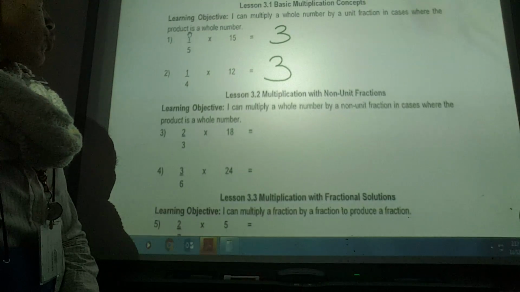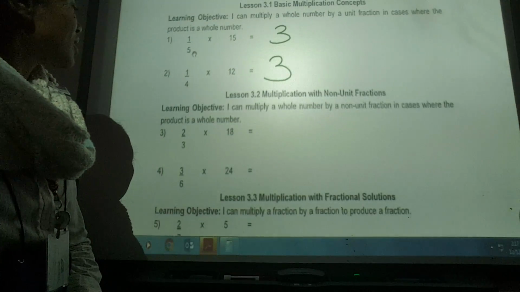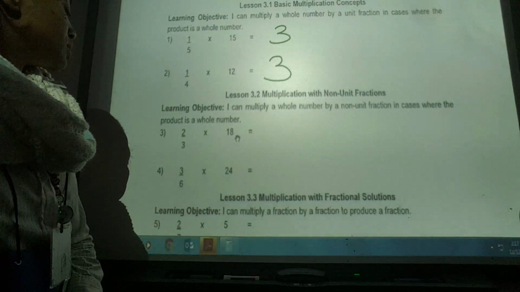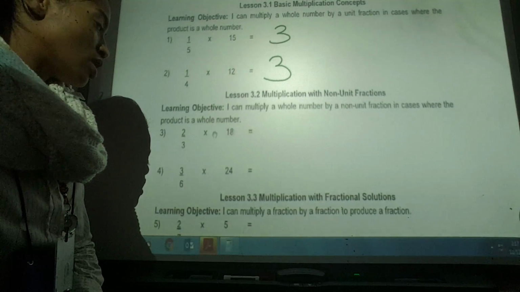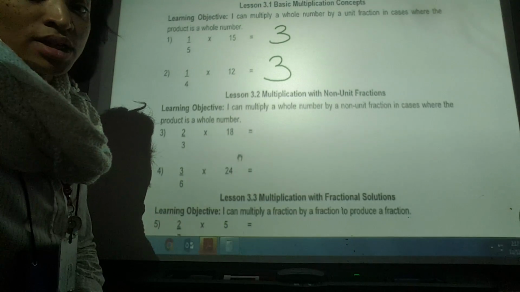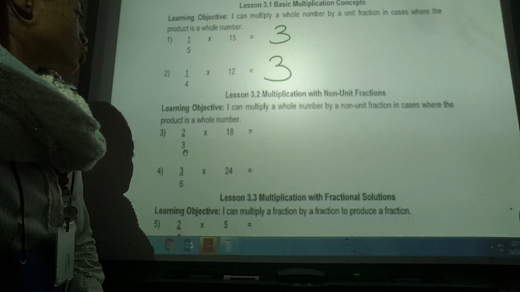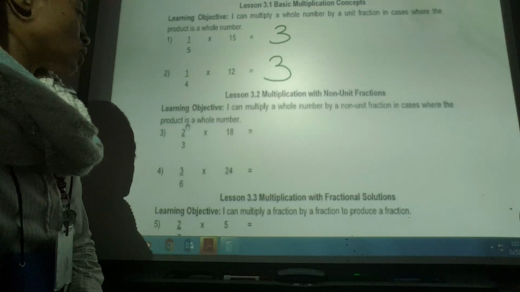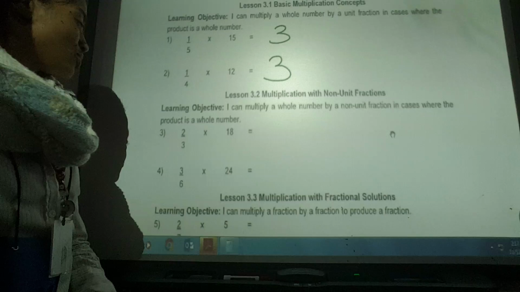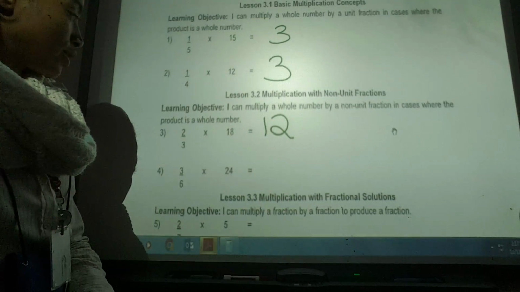Okay, so unit fractions have a numerator that is what? 1. All right, so let's take a look at this here. So 2/3 of 18. So you're thinking of 18 items and you're splitting them into 3 groups. Okay, how many items would you have in each of the 3 groups? You have 6 items in each of the 3 groups. So if you had 2 groups, 2/3, okay, then you would have what? 12 items. Okay, so that's how you can think this one out. So you should have 12 for number 3.